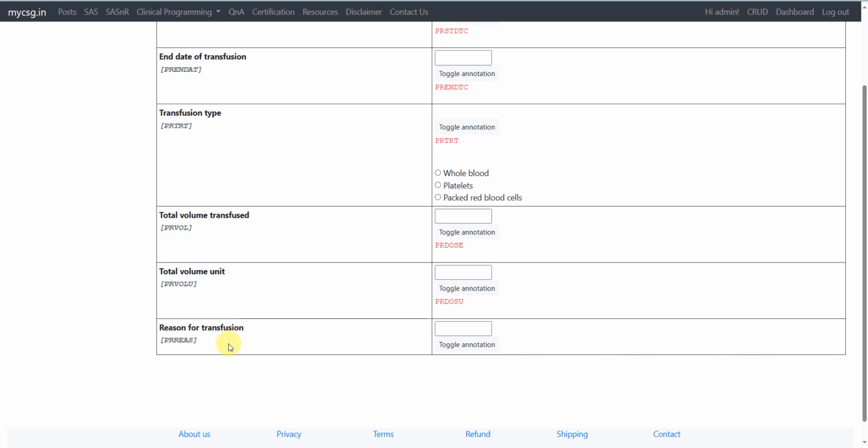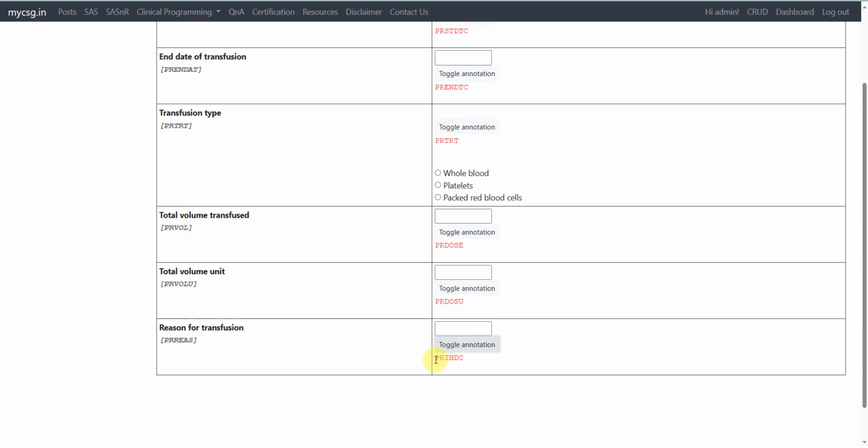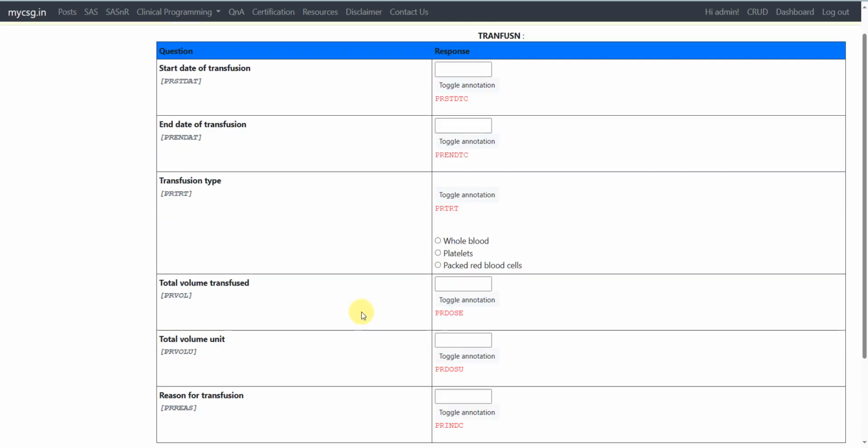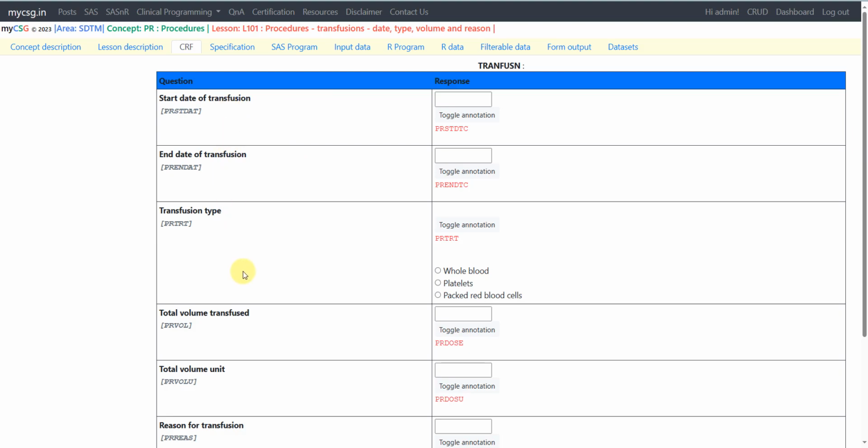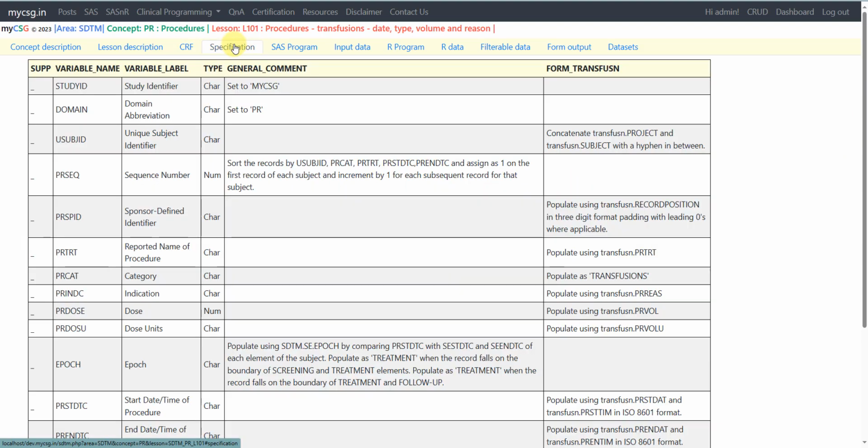And then we have the reason for transfusion, which is coming in a variable named PRREAS. Here we are being asked to map it to the variable PRINDC, which is the indication for which the transfusion has occurred. We have seen the questions that are being asked related to transfusion, the names of the raw variables that will have the data collected, and the SDTM variable names to which that particular information has to be mapped. Now let us move to the specification.